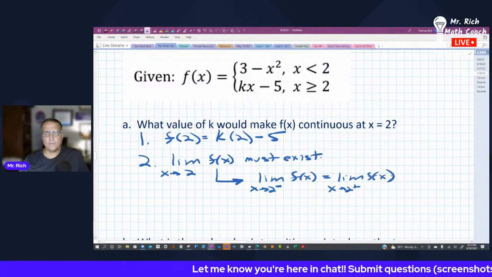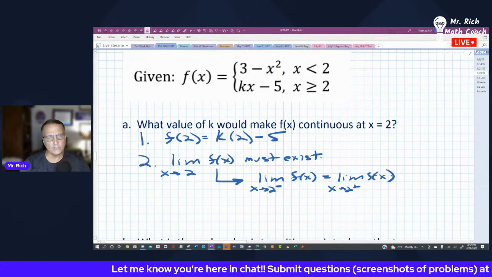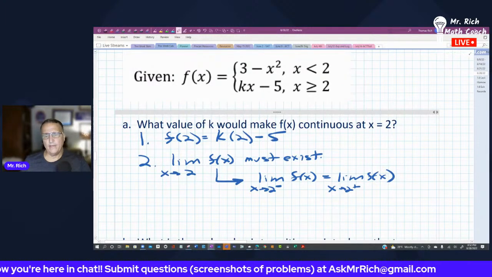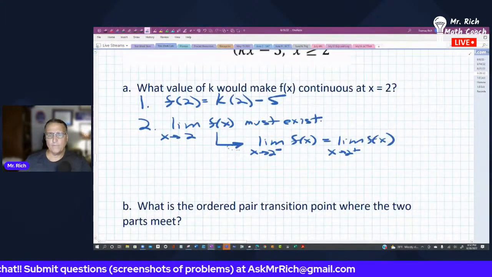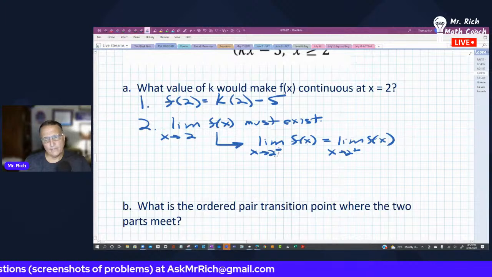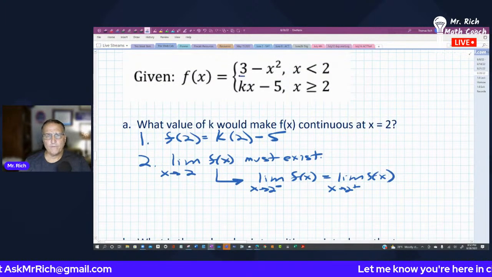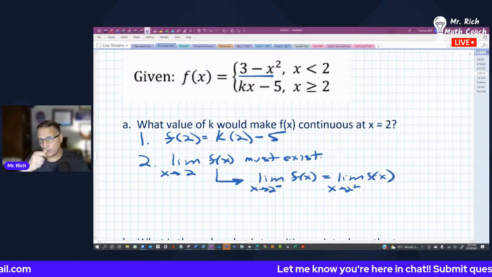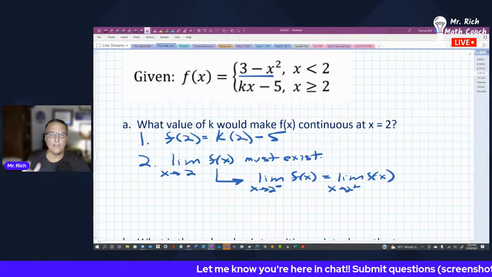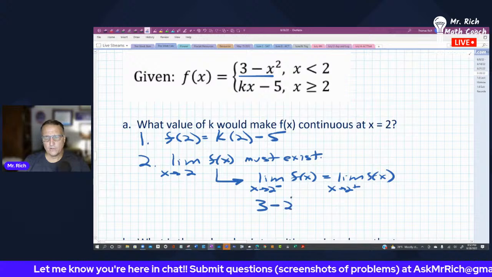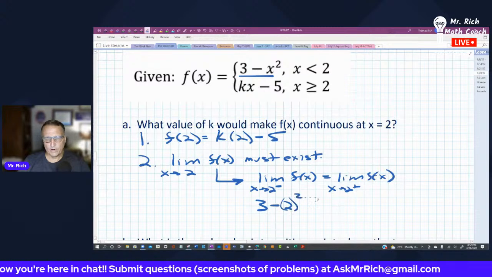And that gives me an equation that I could use to actually solve for k. So let's try that and see. How could I evaluate the limit just to the left of 2? Well, just to the left of 2 would be this 3 minus x squared. So I'm going to evaluate that through direct substitution. That's going to be 3 minus 2 squared.